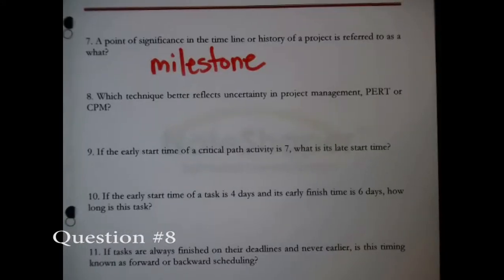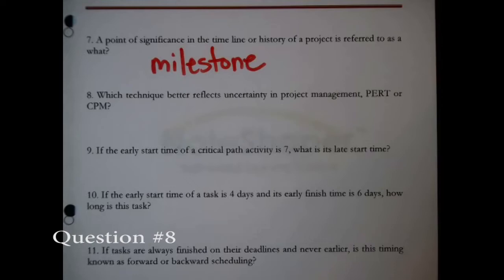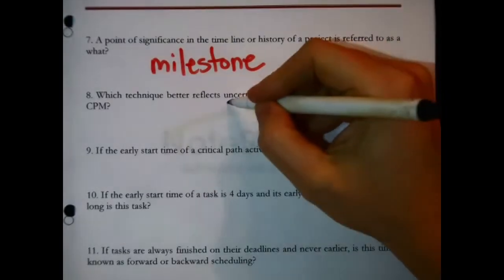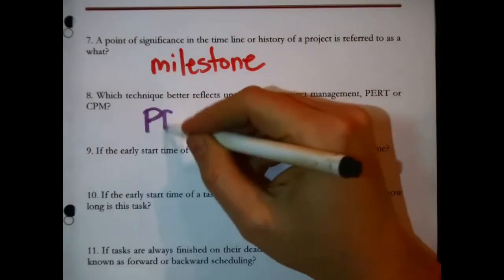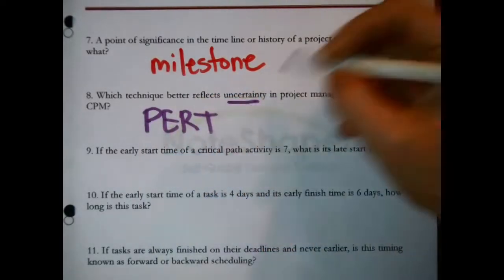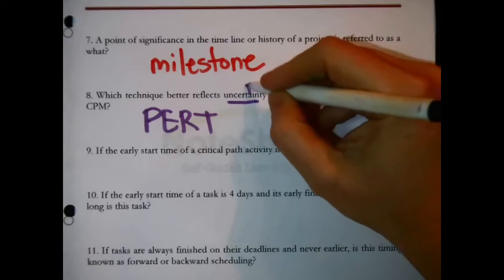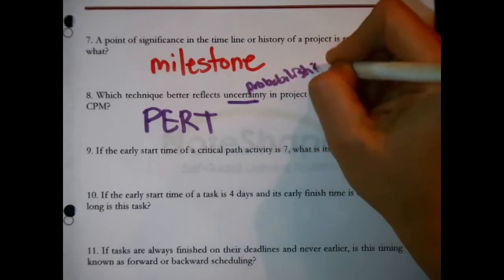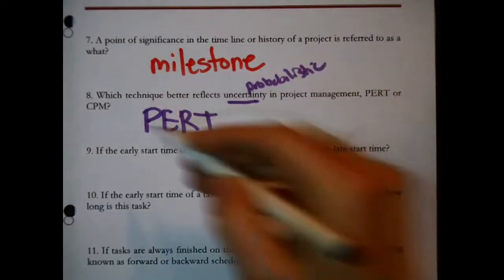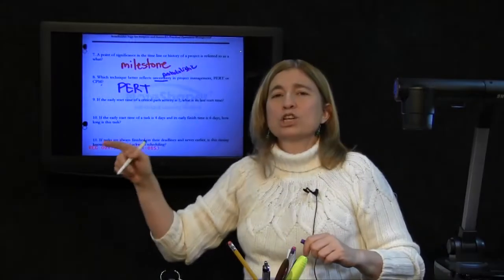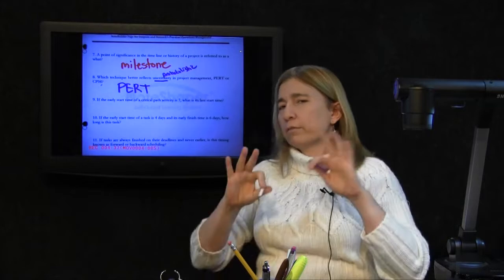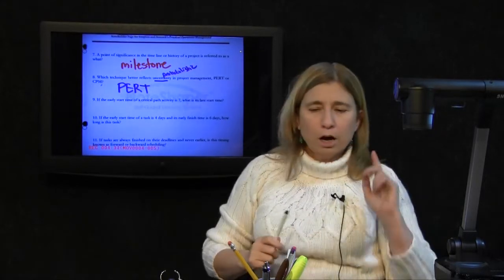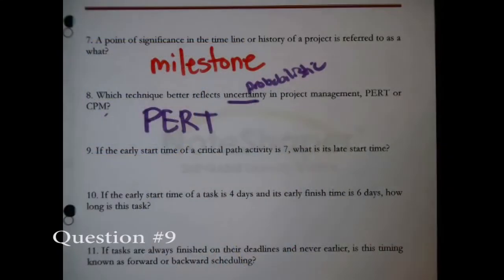Which technique better reflects uncertainty in project management, PERT or CPM? Okay, better reflects uncertainty, that would be PERT. Another term for this reflects uncertainty is probabilistic. PERT equals probabilistic, CPM equals deterministic, right? Everything is absolutely certain. All right, next question.